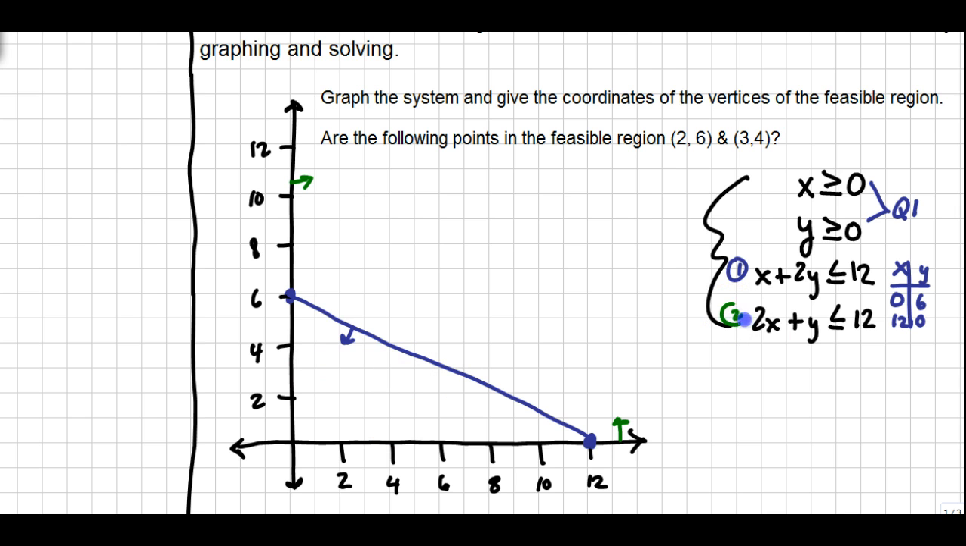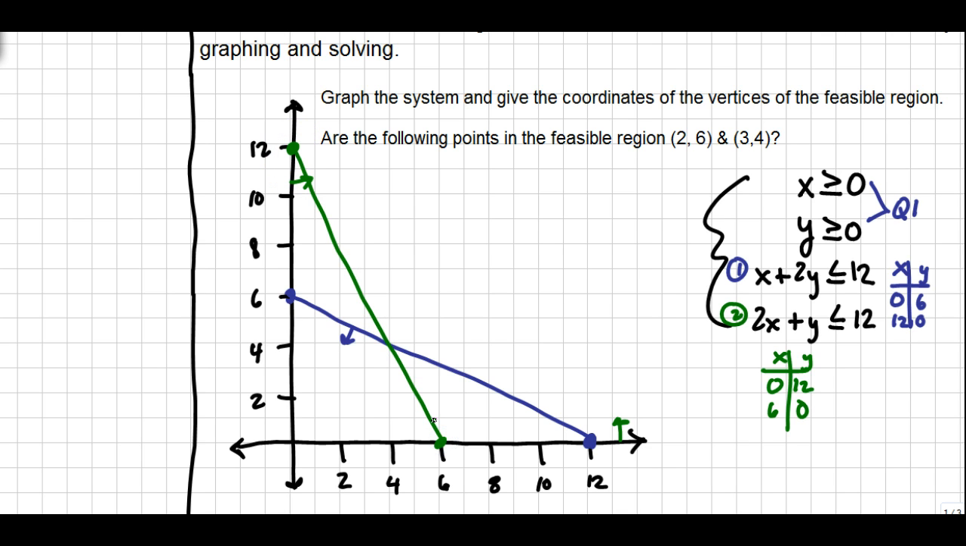Let's graph equation number 2 by again making a little table. If I plug in 0 for x, y has to be 12. If I plug in 0 for y, x has to be 6. It's a coincidence here that we ended up with the same numbers as before. That won't always be the case. So now I'm going to graph 0, 12, which is up here, and 6, 0, which is over here. I'm going to connect those with a solid line as well.